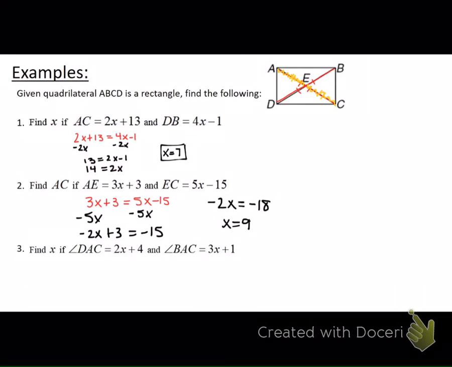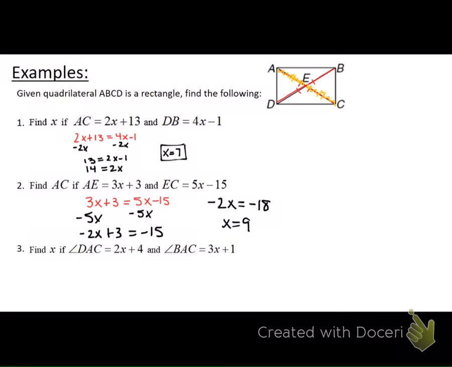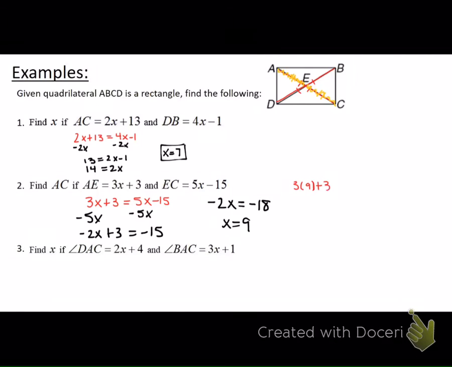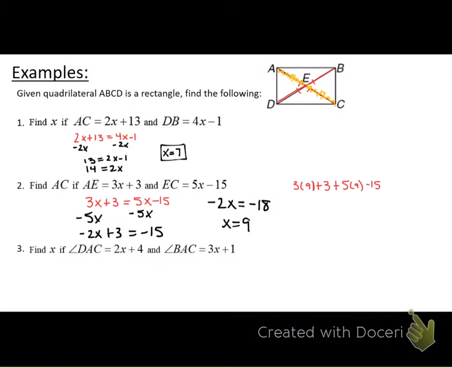Oh, x is 9, but that's not what we're finding. What are we finding? AC. AC is adding up AE and EC. Do you guys see that? So I'm going to do 3 times 9 plus 3 plus 5 times 9 minus 15. So we're plugging in 9.